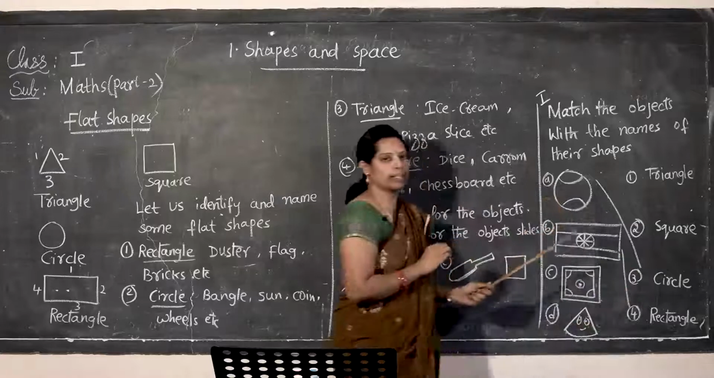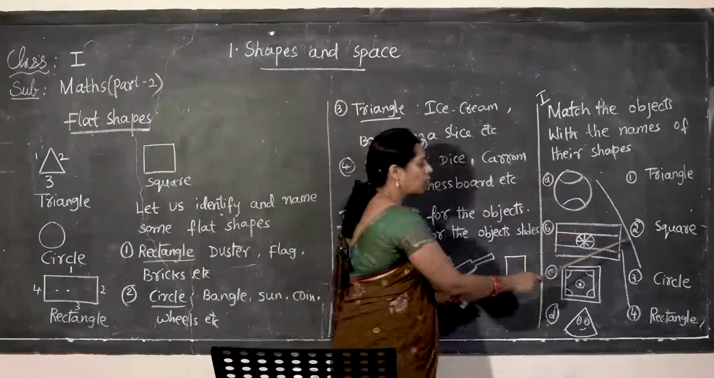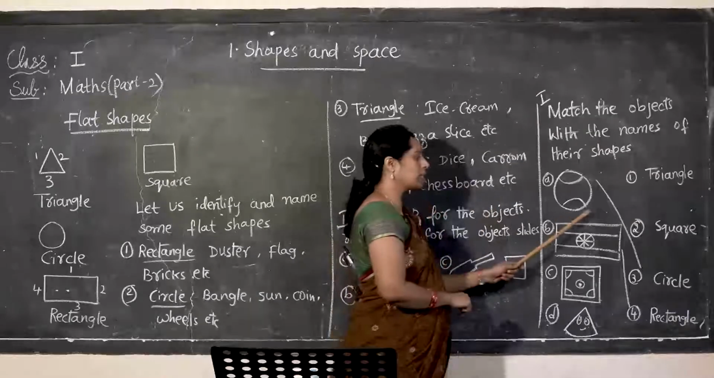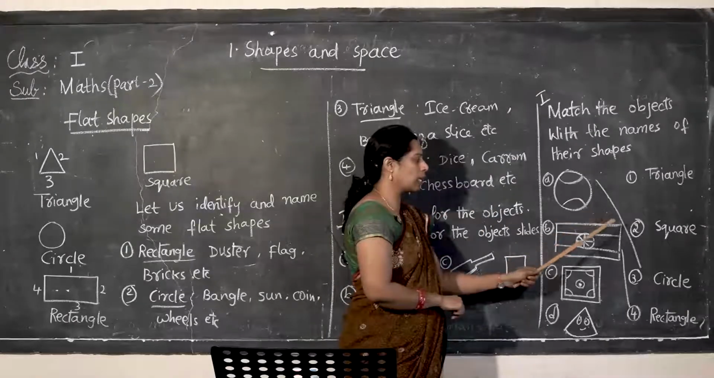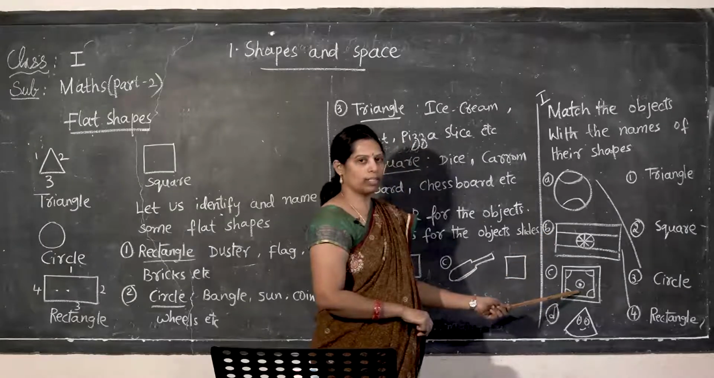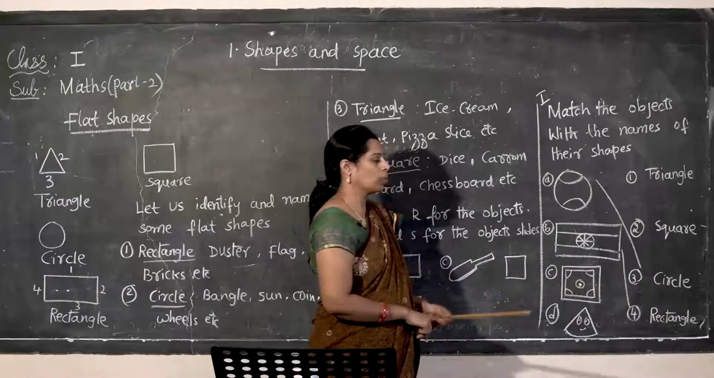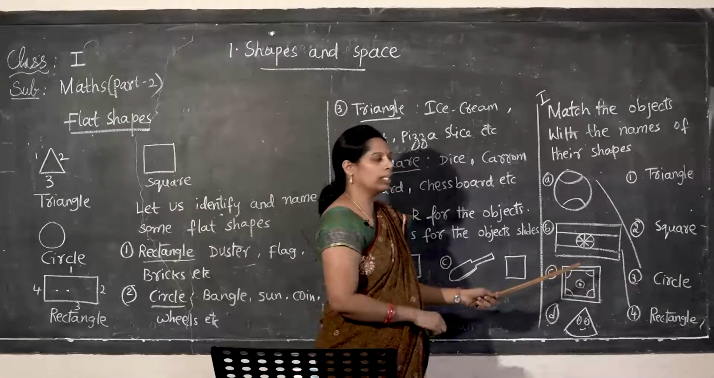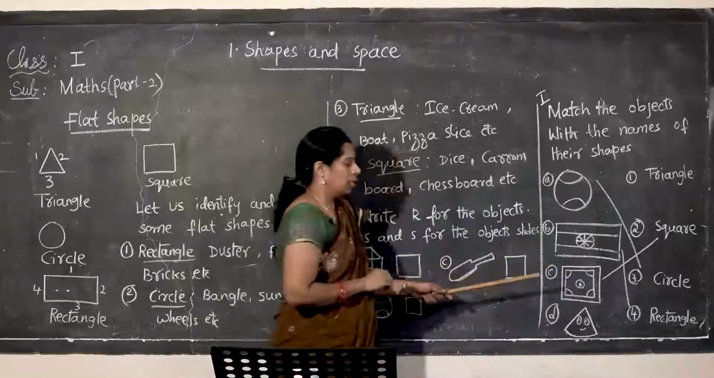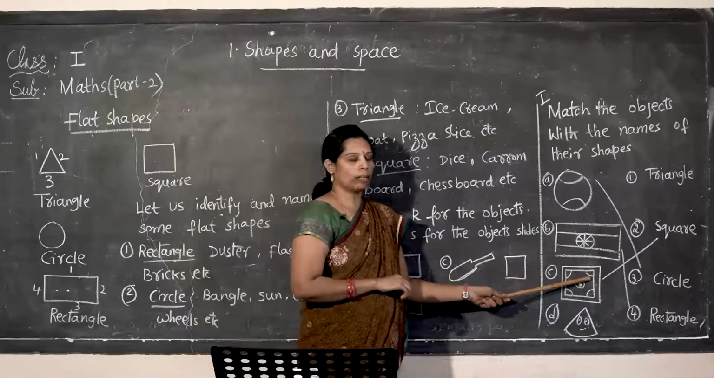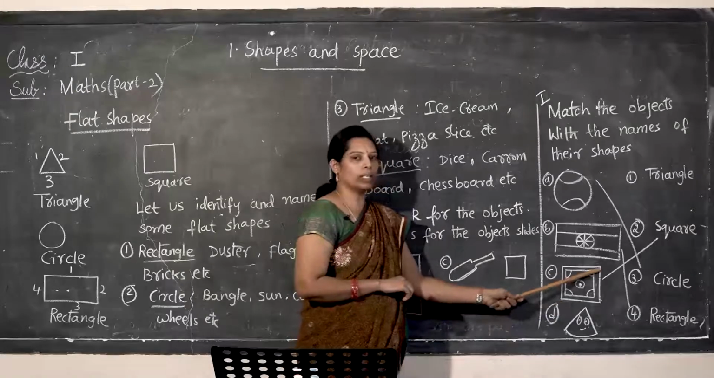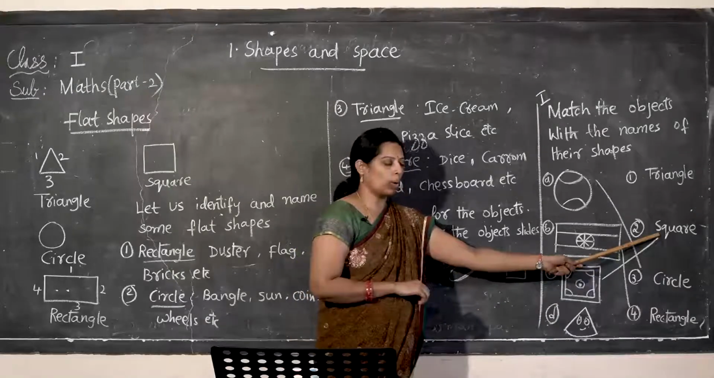When you say it is a rectangle, it should have opposite sides equal and how many sides should it contain? 4 sides. 1, 2, 3, 4. Next, what is this object? Yes, it is a carom board. What is the shape of the carom board? It is square in shape. How can you say it is a square? Because it is having 4 sides and all the sides are equal. So it is a square object.